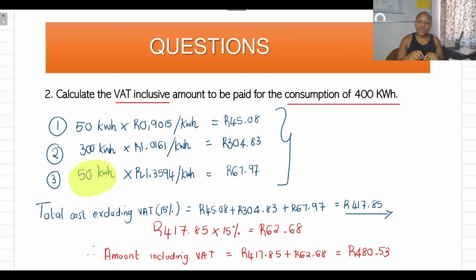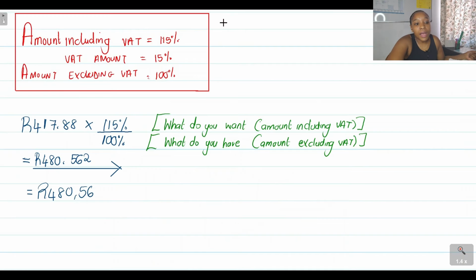I included VAT because VAT is very important, guys. This is a very important concept. I included VAT because in the table, VAT was excluded. In this question, you need to include VAT in your final answer. So all that we needed to do is calculate what the consumption will be, excluding VAT. Once you get the total cost of consumption, excluding VAT, you will obviously need to add your VAT amount.